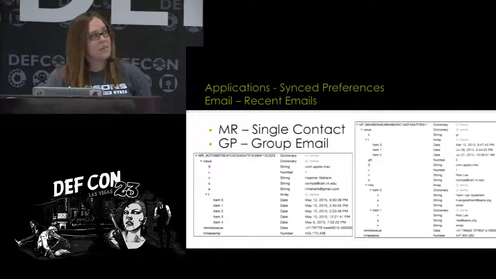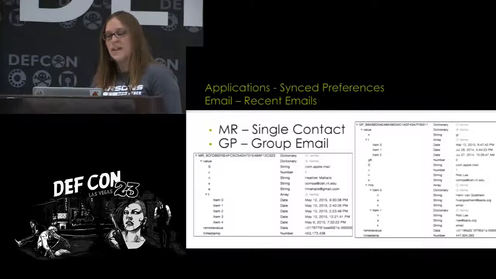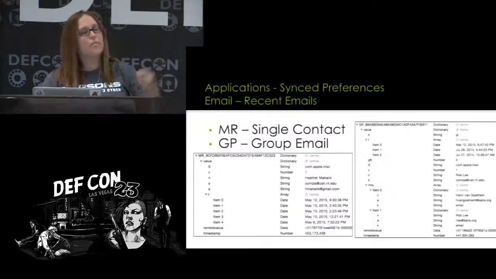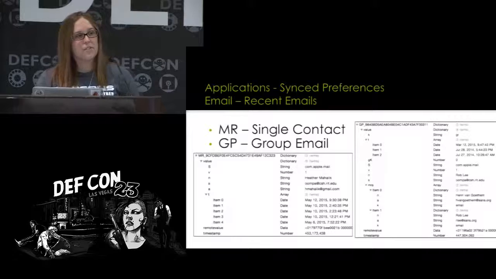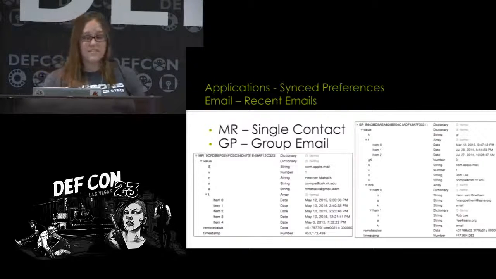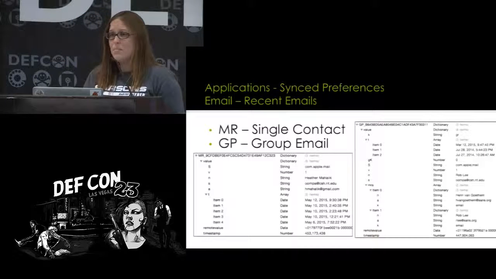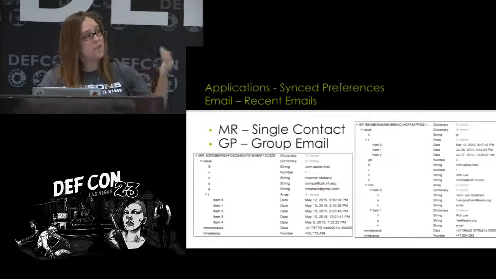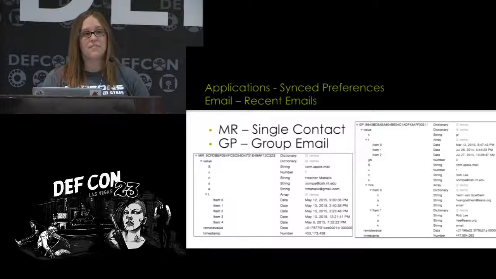Now let me get into this a little bit more in detail. The MR is data for a single contact. So if I'm talking point-to-point with one other person, that data is going to be stored in there. For group emails, it's going to use GP. So it does mark these things and they are relatively easy to figure out. I have two examples up on the screen. The example on the left shows us a point-to-point contact. So I'm talking with Heather Mahalik, but it saves all of this information associated with it. So it saves who I contacted, when I contacted them.